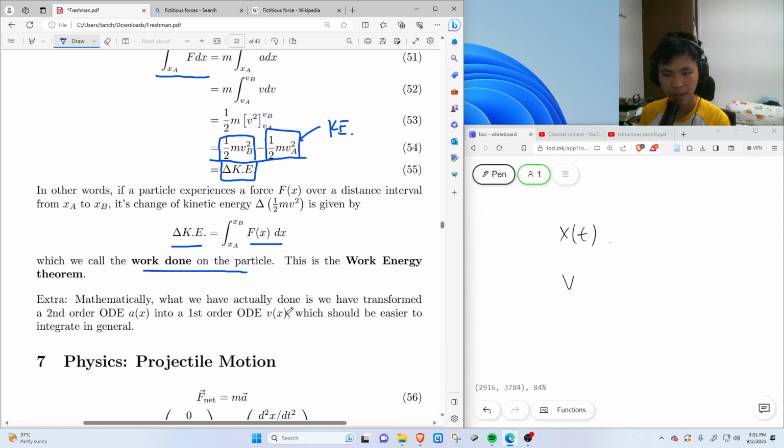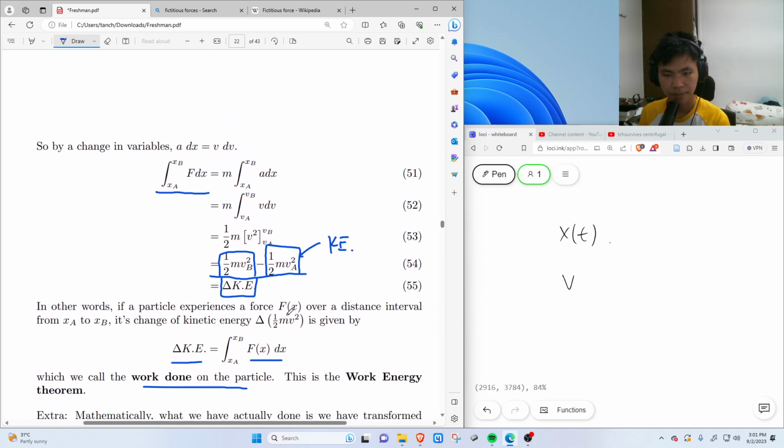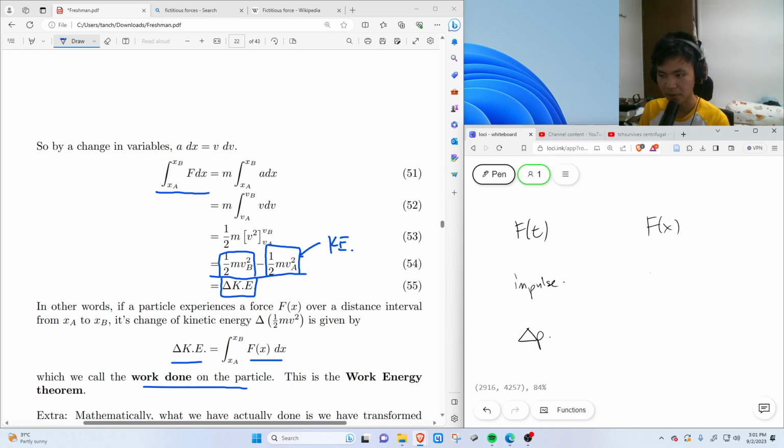Okay? And there's a nice parallel we see over here, which is that if I give you F as a function of time, you can calculate impulse, which tells me the change in momentum. If I give you F as a function of x, you can calculate work done, which tells me the change in kinetic energy. There's a parallel between these two concepts.